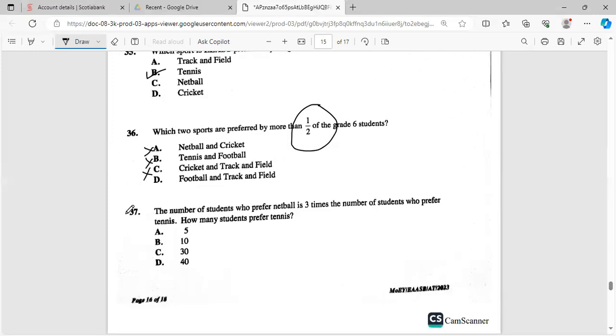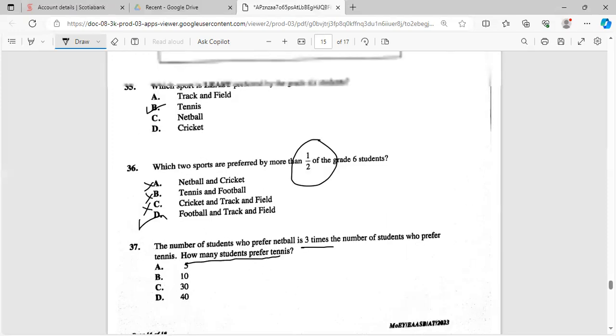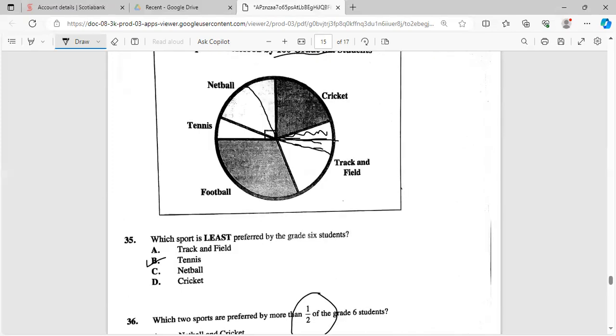So you just have to observe, guys. The number of students who prefer netball is 3 times the number of students who prefer tennis. How many students prefer tennis? So bear in mind, we have to know the total, which is 160 students, and this says the number of persons who prefer netball is 3 times that of tennis. So let us work out the total for here.